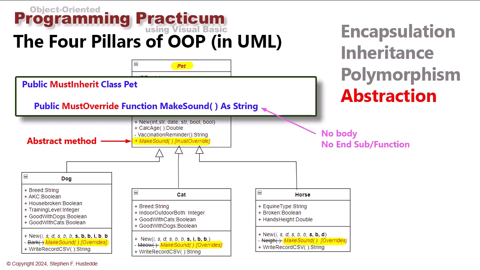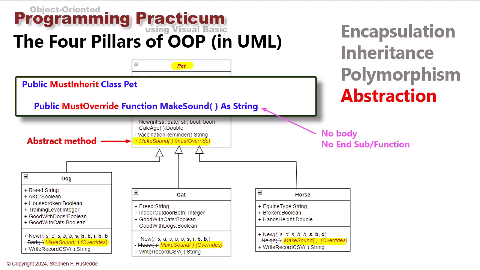In creating the abstract class, which is going to be our pet class in this case, we add the words must inherit in the declaration of the class. So I have public must inherit class pet. And then I can specify an abstract method by using must override within the function definition. So I have public must override function, name of my function is make sound, it's going to return a string. Now, one thing to point out here is in that abstract class, we don't give a body or an end sub or end function to that class declaration. It's just that one line.